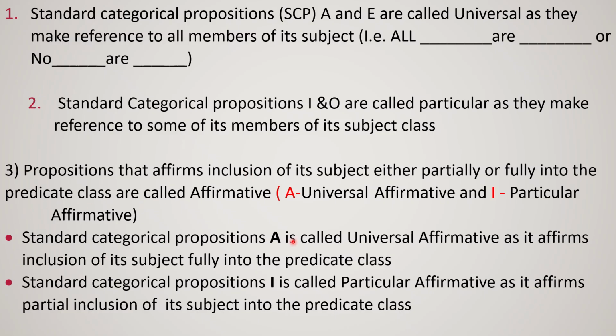The standard categorical proposition A is called universal affirmative as it affirms inclusion of its subject fully into the predicate class. That's why it's called universal affirmative. They are fully included in the predicate class, like when you say all roses are flowers. Standard categorical proposition I is called particular affirmative as it affirms that only a partial number of the subject are included in the predicate class.